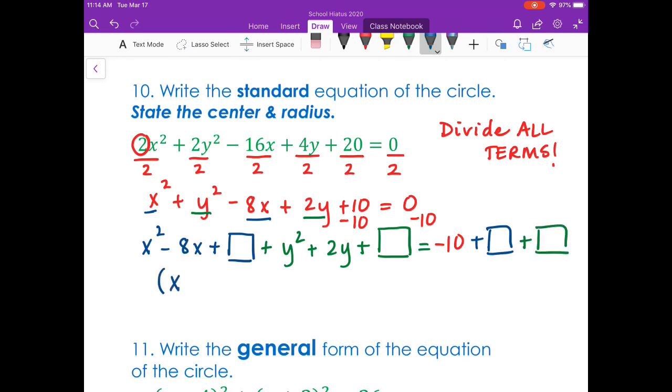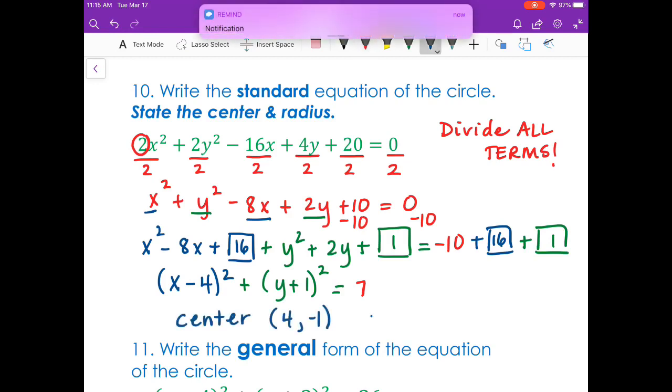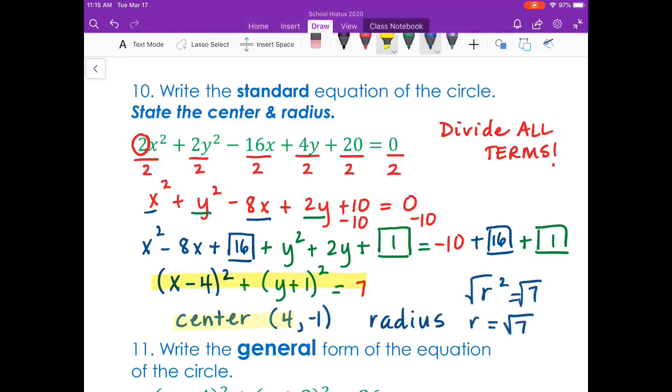For the x's, we'll take half of 8, drop it into parentheses with a minus sign, square 4, and add it to both sides. For the y's, we'll take half of 2, drop it into the parentheses, square it, and add 1 to both sides. Then we'll combine like terms on the right to complete the equation. The center of the circle is (4, -1), and the radius is radical 7.